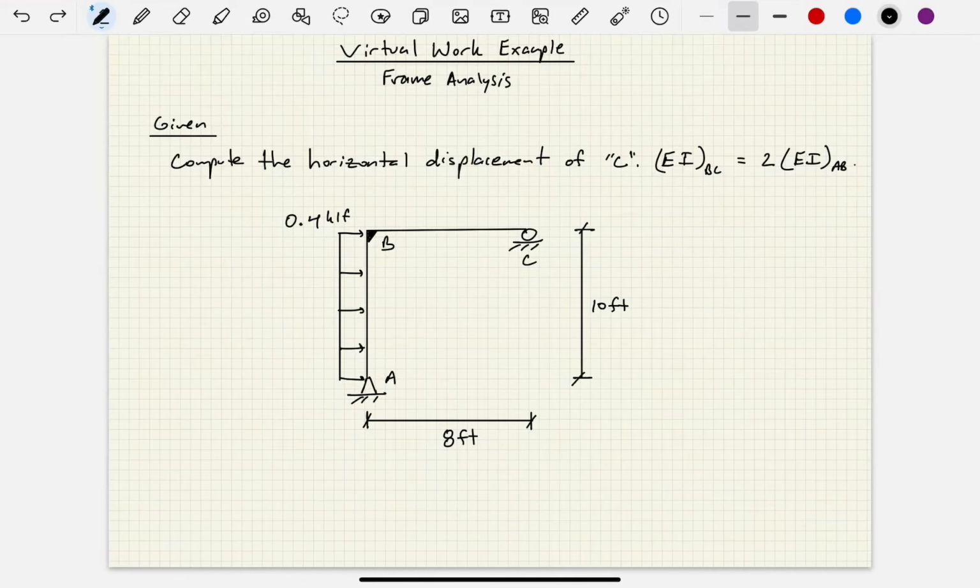Hey everybody, Dr. A here, and in this video we're going to be exploring a virtual work example, but this time we're going to be analyzing a frame. So let's go ahead and get started.